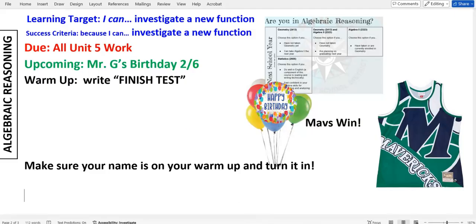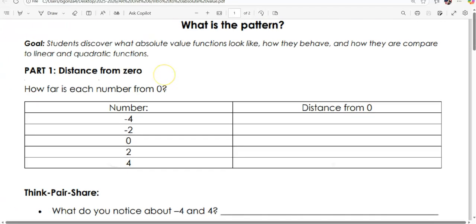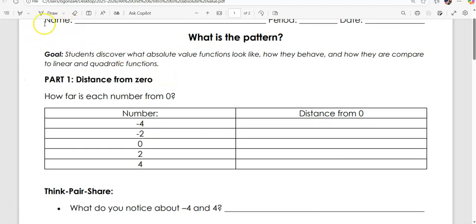Hey! All right. So, what's the pattern? That's the question. How far is each number from zero? Okay. Now, this is not hard. You're thinking, if you imagine a number line from like negative infinity all the way to zero to positive infinity, how far, let's start with this. How far is four away from zero?